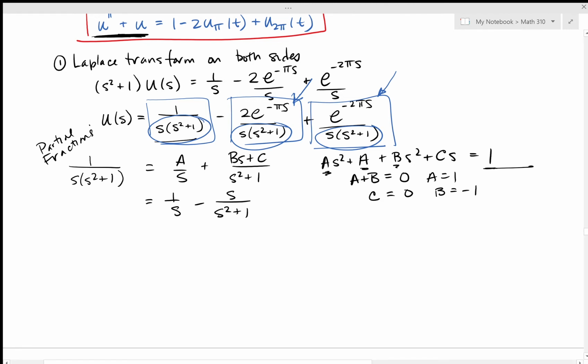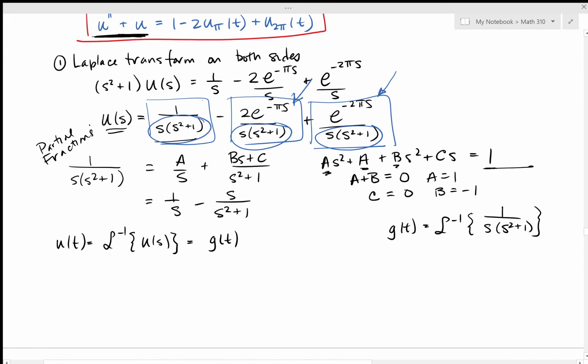So I know what the Laplace transform of the solution is. Now I'm trying to find u of t, the solution to the differential equation. That's what I want. And u of t is the inverse Laplace transform of U of s, and that is the inverse Laplace transform of those 3 things that I've boxed in blue there. I'm going to write it like this. It's g of t. Let me just say what g of t is. G of t is the inverse Laplace transform of 1 over s times s squared plus 1. So it's the inverse Laplace transform of this first term here.